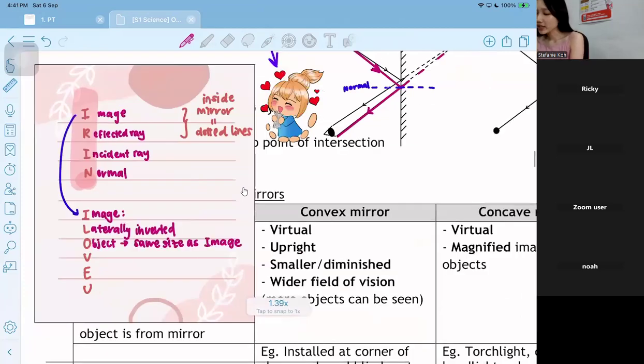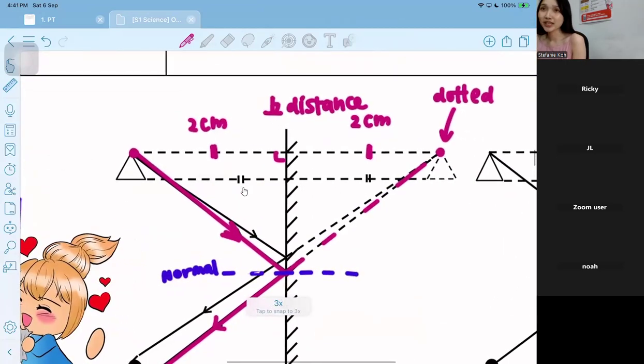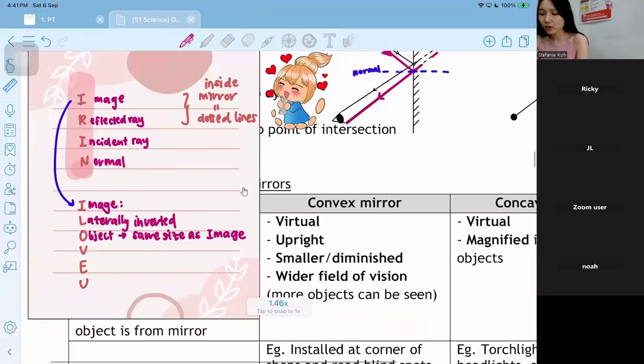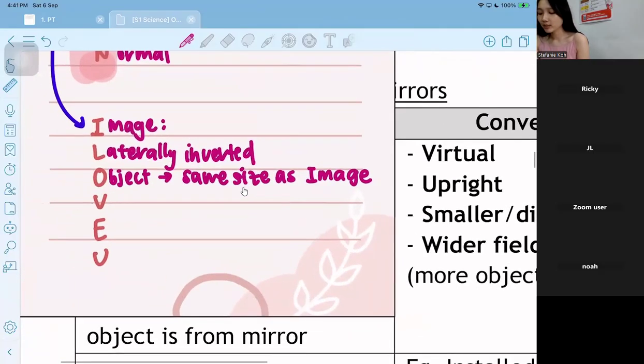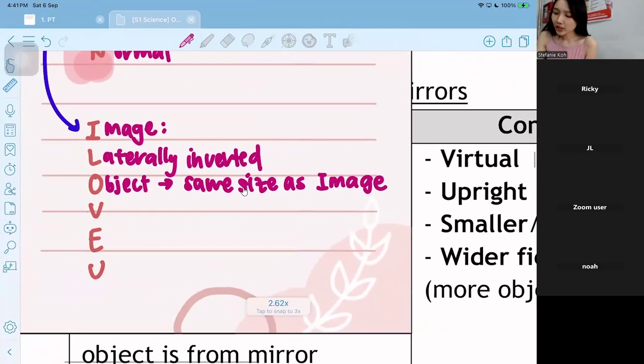That means the triangle that you draw cannot be bigger. It must be exactly the same. You look in the mirror, you're not bigger or smaller either, right? Same size. And we also mentioned the image inside the mirror is virtual. It's not real. Your reflection is not real. It's a virtual image.